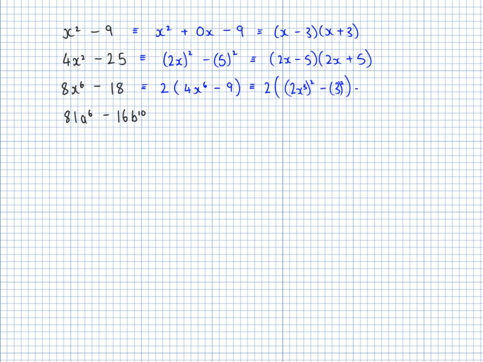This will then become 2 bracket 2x cubed take away 3 and 2x cubed plus 3. Now this one is another expression that can be written as two squares, and I've got a subtraction here, so again it will factorize like all of the ones above.